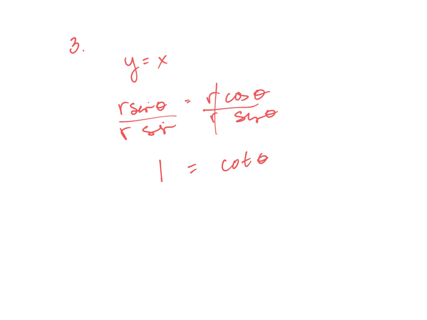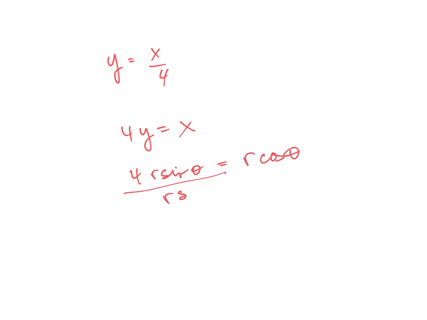Both of those answers are valid, because if I had divided by cosine of theta on both sides and r, it would have been 1 = tangent of theta. So that is the answer: 1 = cotangent or 1 = tangent of theta.